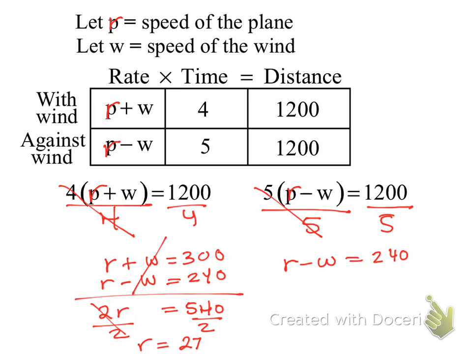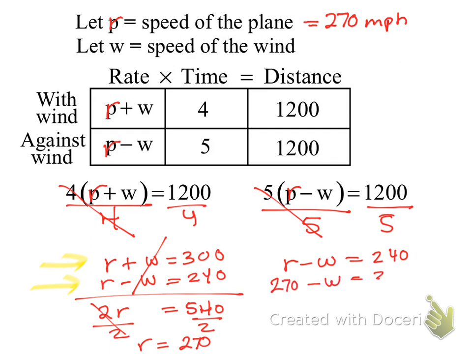So the question says, what is the speed of the plane and what is the speed of the wind? Okay, that's 270. The speed of the plane is 270 miles per hour. I can use either of these, or even these. Aren't these equivalent? Either of those equations.